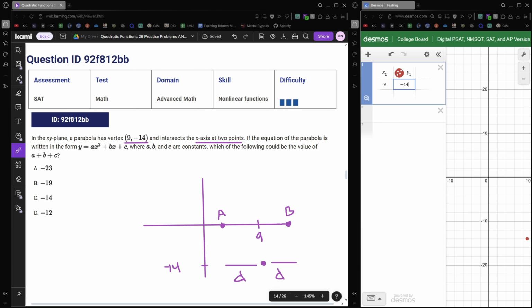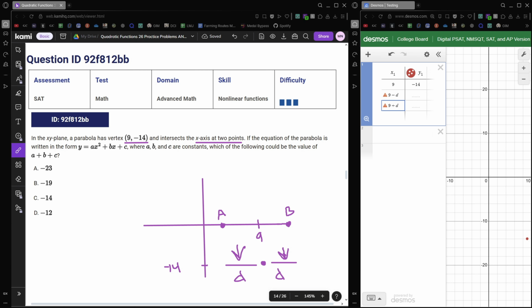So to represent point A, we know that point A is to the left of our vertex. So we could represent that as 9 minus D, 9 minus this distance right here. And then for point B, we can represent that as 9 plus D, 9, which is our vertex, plus this distance right here.